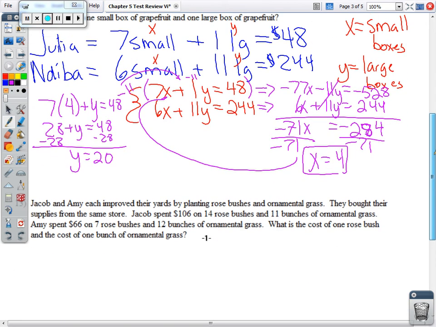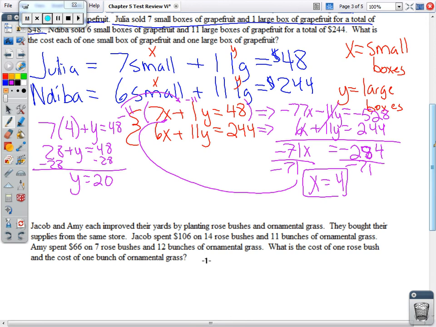So again, you have to summarize the solution here. The solution is, since x represents the number of small boxes, right up here, then we have 4 small boxes, and we have 20 large boxes. So that's what the y represents. Okay?